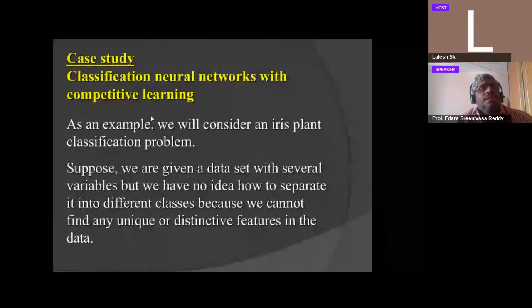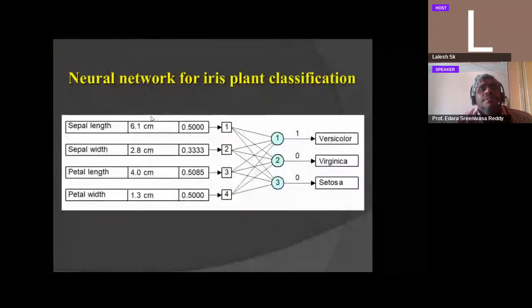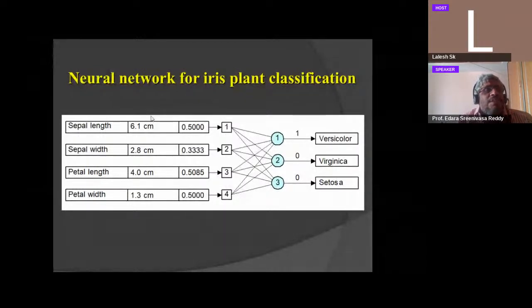Another class is classification neural networks with competitive learning. Think about plant classification. Plant class based upon sepal length, sepal width, petal length, petal width. These are simple problems. Recently, I don't want to name a student, he brought classification of leaves and flowers like this, sepal length, petal length. It is a BTech project. Is it a PhD work? Of course, it can be done as a PhD work when you consider all the parameters and all the elements that I have discussed.